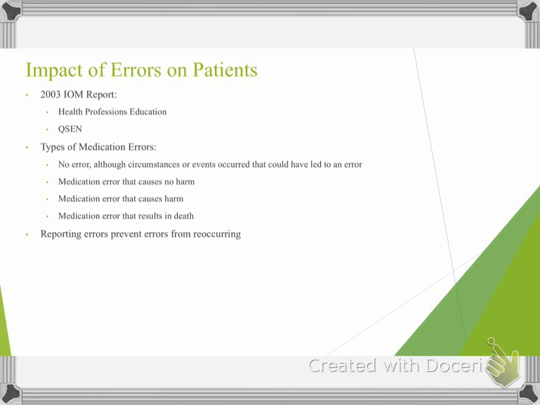Types of medication errors. Medication errors do not have to cause harm. There can be no error, although circumstances or events occurred that could have led to an error. This would be what we'd call a near miss. A medication error that causes no harm. A medication error that does cause harm. And then a medication error that results in death.